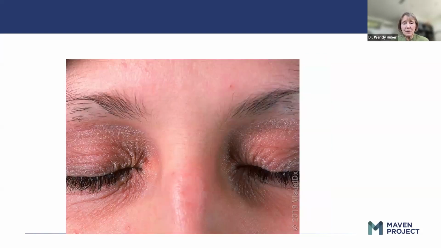Okay, here we see that this has been going on for a while. Why do I think it's been going on for a while? Because I see lichenification of the upper and lower eyelids. I also see a little bit of edema and I see a lot of flaking. So this is some of the flaking that patients will talk about.